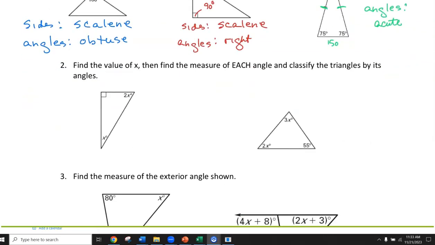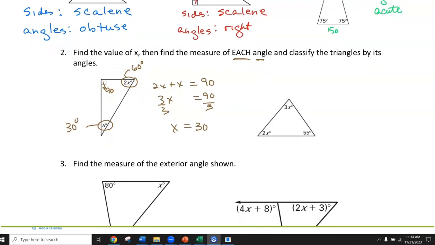Okay, look at this next one for number 2. Find the value of x, then find the measure of each angle. So I have a 2x plus an x. What's that going to equal? Well, if I know this is 90 already, then the remaining two angles have to also sum to 90. Divide by 3, x equals 30. Now they want us to find each angle. This angle will be 30 degrees, whereas this angle will be 60 degrees because it's 2x. Okie doke. Here comes another one.